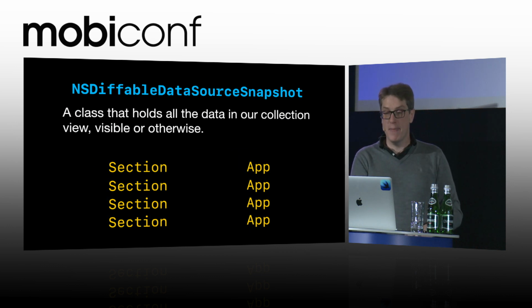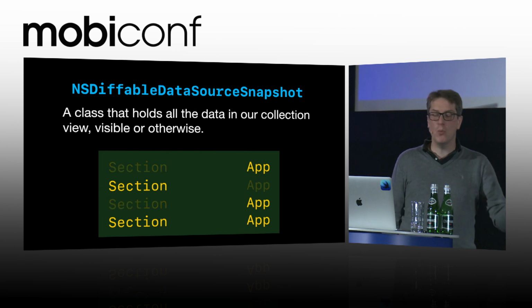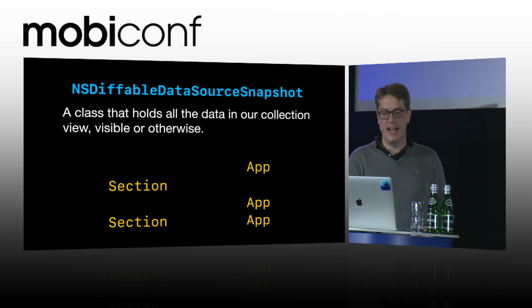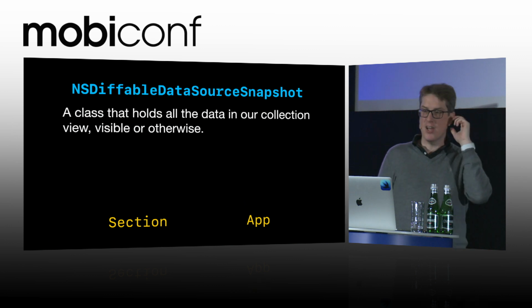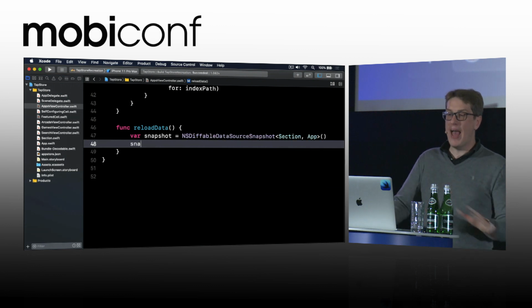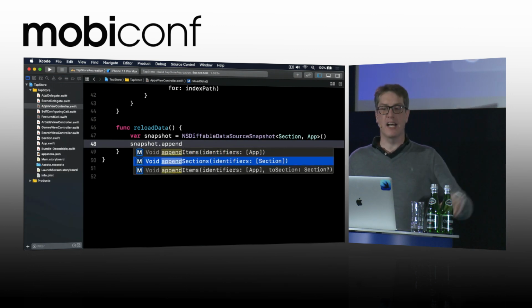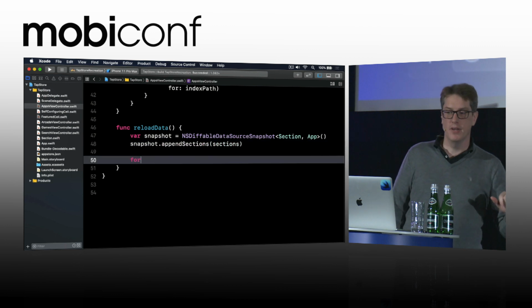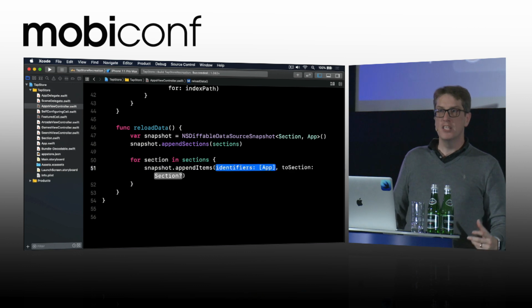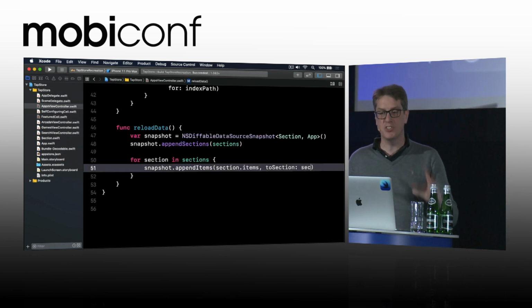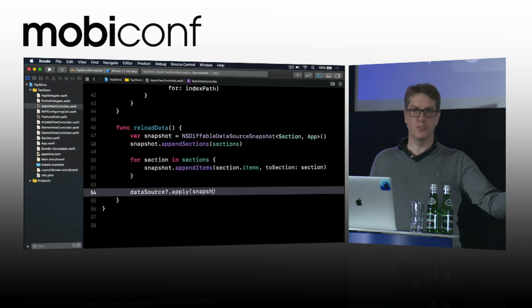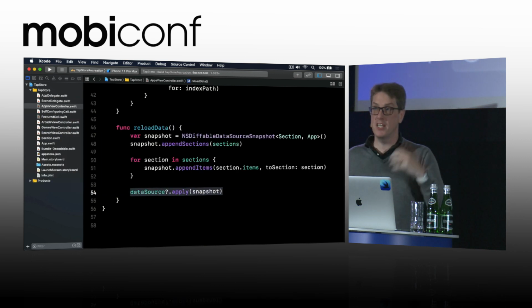When you make changes, make another snapshot. Remove things you don't want anymore. Apply that snapshot, and it will animate the changes automatically. It's really, really nice. So that's a diffable data source snapshot. So we've made one here, and we're now going to go ahead and fill this thing with all our sections. Here you go, have them all. And then loop over all the sections and add the items to those sections as well. So it has all the data for our entire collection view up front. And we can now say, apply that to our data source, which in turn will show it in the collection view, because it knows what a collection view is.